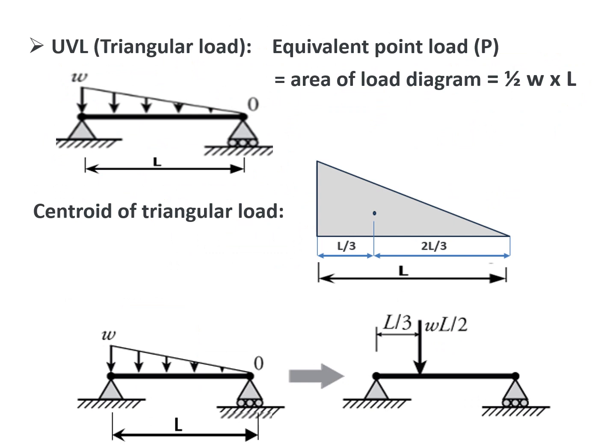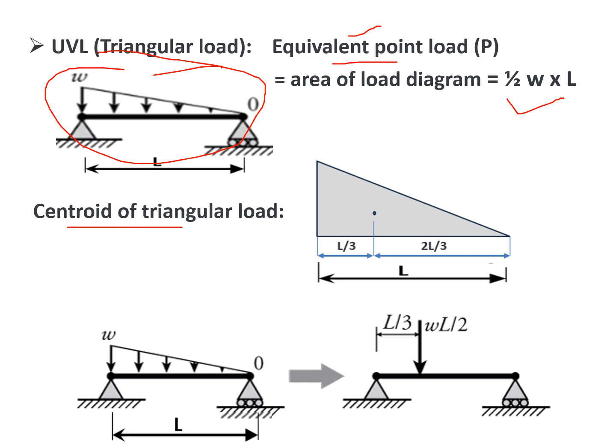If it is a triangular load, then again the equivalent point load is given by the area of this particular distributed load, which is the area of this triangle. So that is half into base into height. The base is L, the height is W, so that is half into W into L. The area of this load diagram will give you the equivalent point load, and it is placed on the centroid. The centroid of the triangular load, you see here.